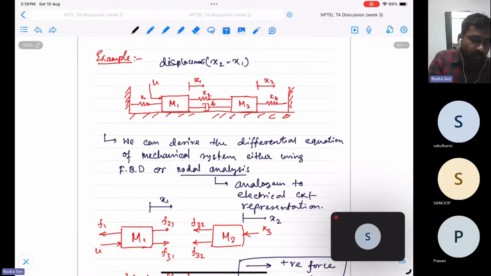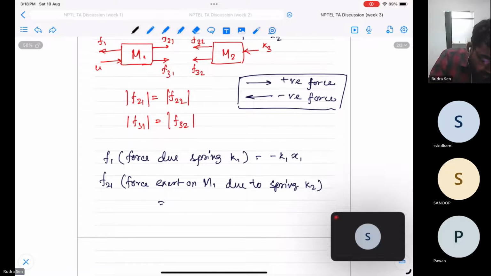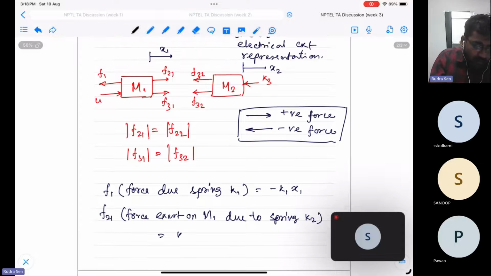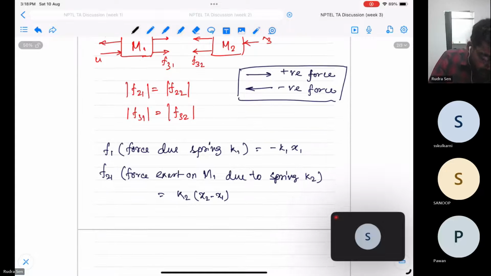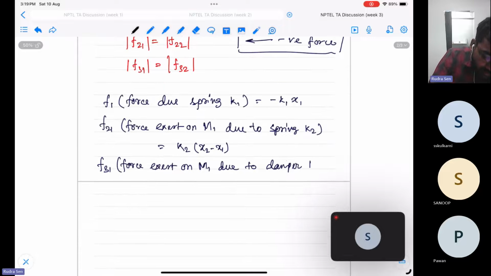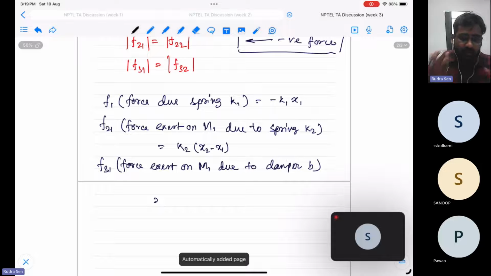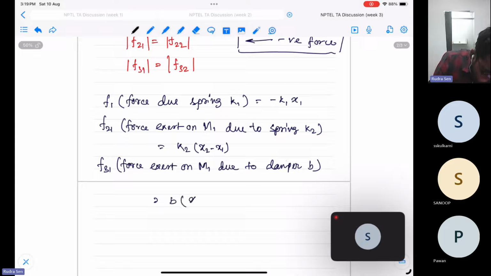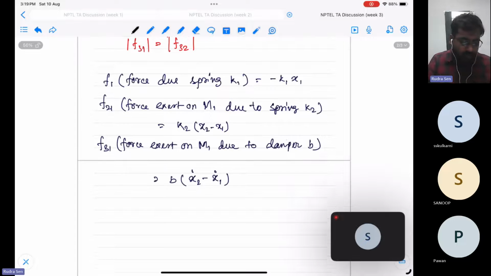So basically, for the K2 case, for spring K2, the displacement is x2 minus x1. So the force would be acting in this direction, that means the positive direction. So it is K2 into x2 minus x1. And let's say F31 is a force exerted on M1 due to the damper or dashpot, let's say B. So what would be the force? It is directly proportional to the velocity of the displacement. So this is B into x2 dot minus x1 dot.